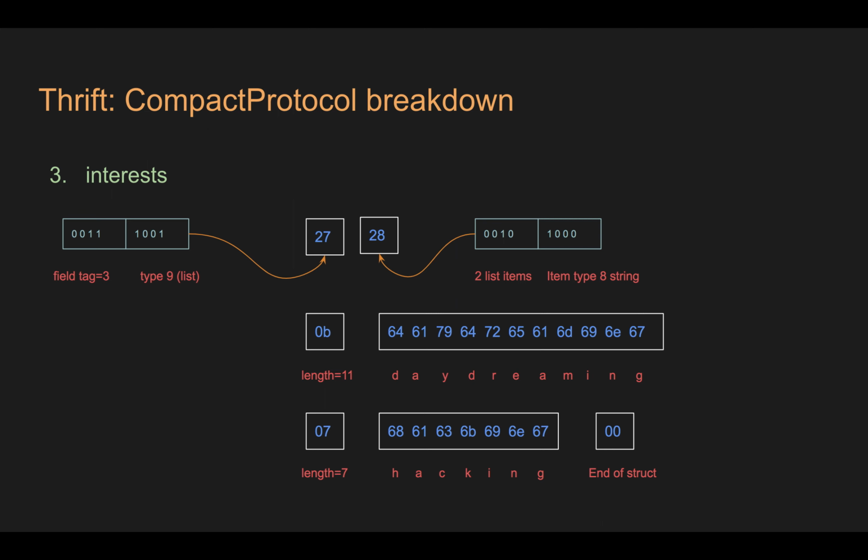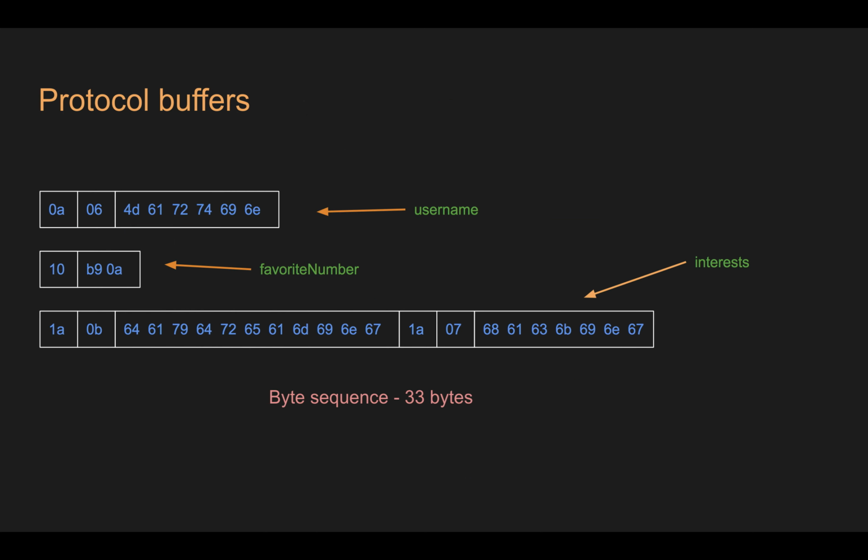So for encoding the interest array, again it packs the array length and the item type in just 1 byte. So there is also some space saving here, and the rest of the things are similar to other fields. For example, the length and the string content are similar to the other string that we saw. So a great win overall in terms of space needed for encoding in the case of compact protocol.